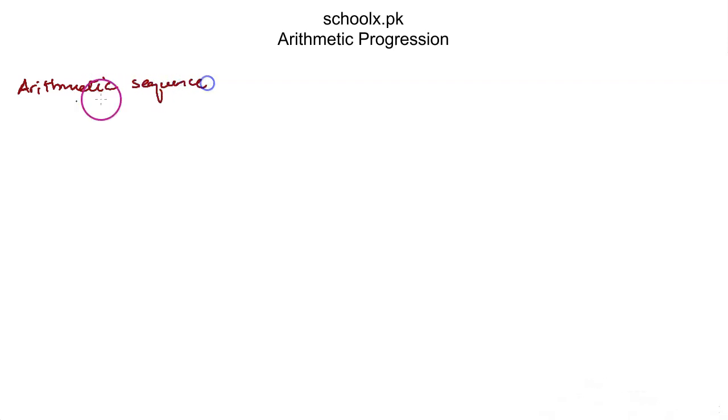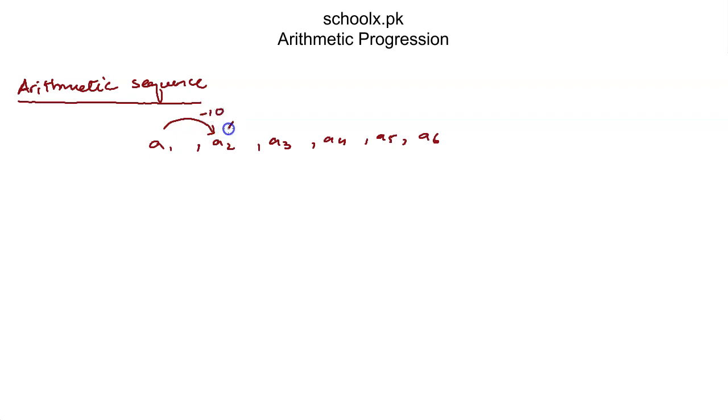Now there is such a sequence in which consecutive terms differ by a common number, which is called a common difference. For example, if I have the terms A1, A2, A3, A4, A5, A6. Now these two consecutive terms will differ by a common number, let's say negative 10. And these two will also differ by negative 10. For example, negative 10 will be added to A1 to get A2, negative 10 will be added to A2 to get A3, negative 10 will be added to A3 to get A4.